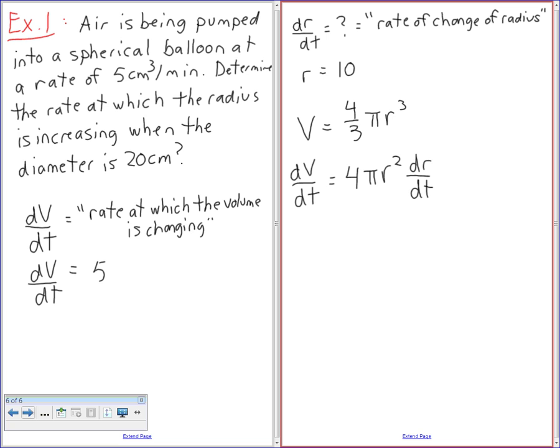Which is the funny thing about this question, because even though time's not in this question, the derivative is the rate of change as compared to time. Okay, great. So how do I solve for dr by dt? That's my unknown. What can I do?